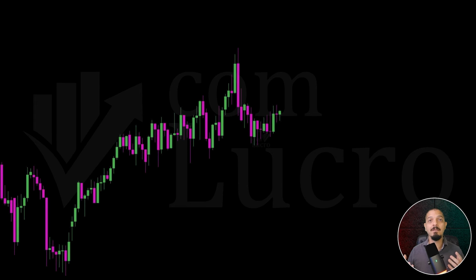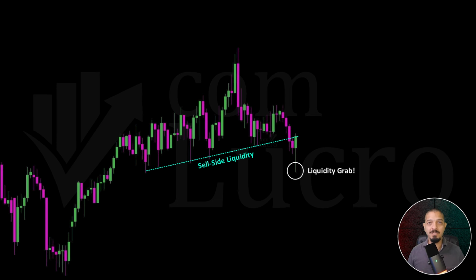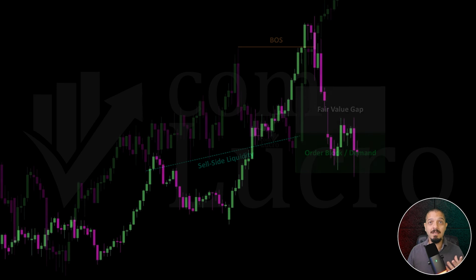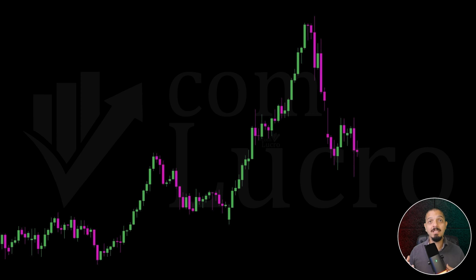Now, instead of keeping this discussion theoretical, let us apply it directly to the chart and see how liquidity behaves in real conditions. Here's an example. We observe a brief period of consolidation. Liquidity rests below that low. Price moves downward, takes that low, and then continues pushing higher. Now let us simplify the chart to maintain clarity.